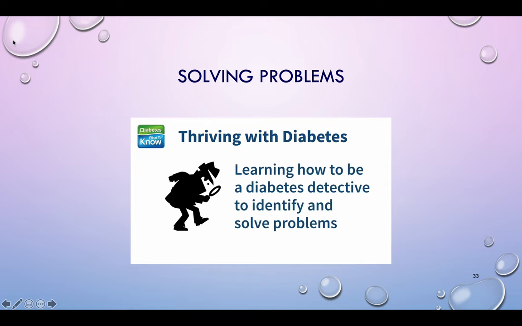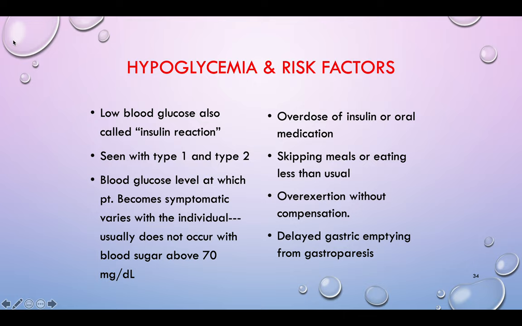Here's hypoglycemia and risk factors. So low blood glucose is called insulin, people call it an insulin reaction. It's seen in type 1 and type 2. Glucose levels at which the patient becomes symptomatic varies with the individual, and that's the truth. If you're somebody that walks around with higher glucoses, say my blood sugar was always around 200, well, then when it drops to 100, I might feel the symptoms. Whereas somebody who keeps their blood sugar around 120s, 150s, they might get to 80 before they feel the symptoms, or 70.